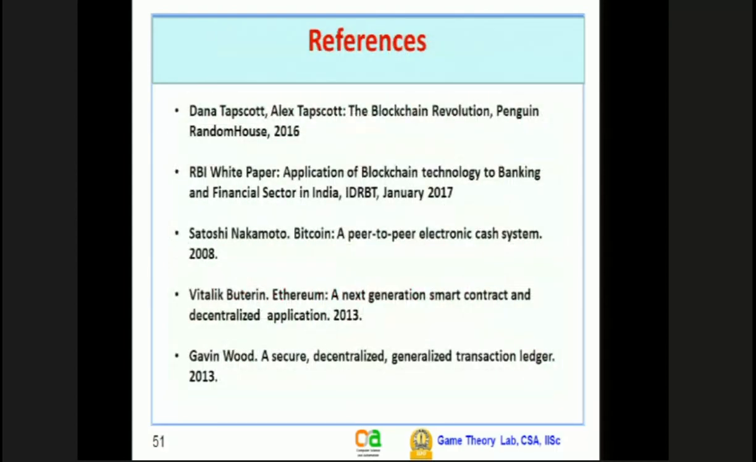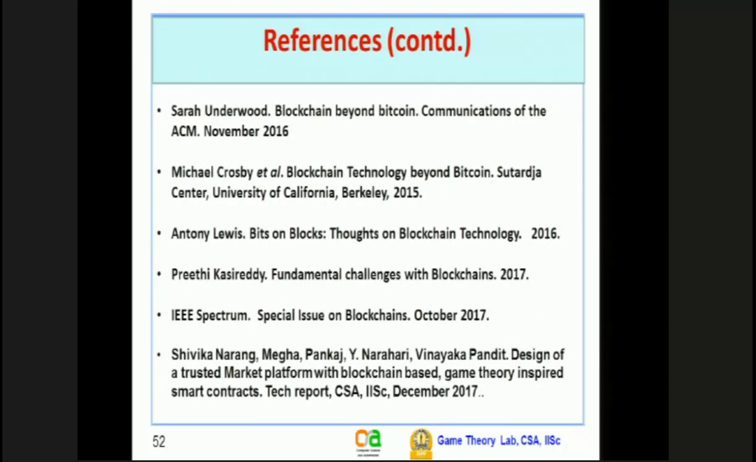There are some very nice sources where you can read up about blockchains. This book by the two Tapscotts is an excellent one, and the RBI white paper is also very well written. Those of you interested in applications in the financial domain must go through this. This is a must read, Satoshi Nakamoto's paper. As I said, it's only an 8.5-page paper. It will not take you more than 1 hour to read. If you have not already read it, please read the paper. The papers by Buterin about Ethereum and also Gavin Wood about Ethereum are also extremely well written.